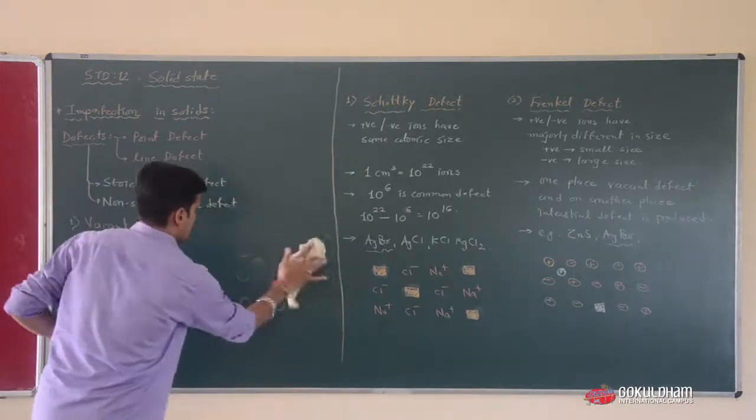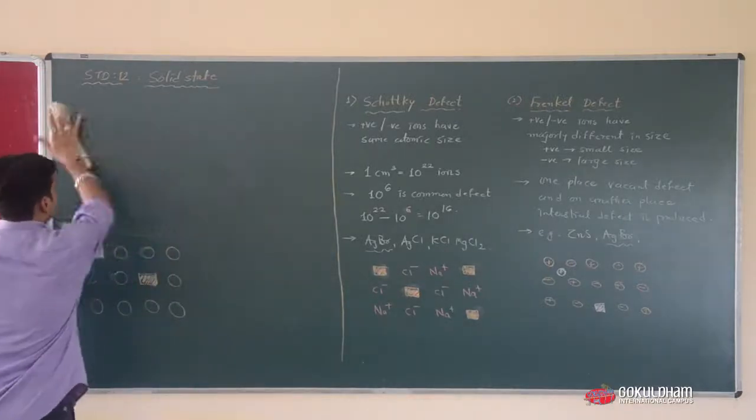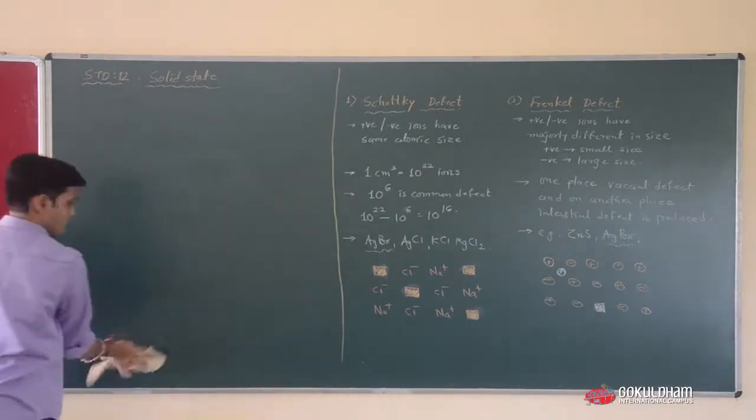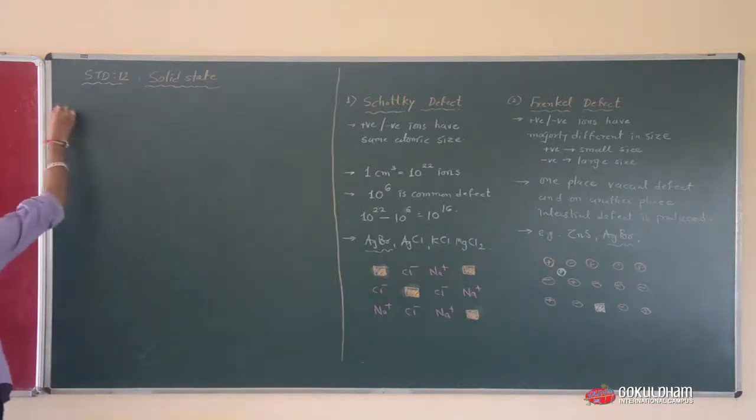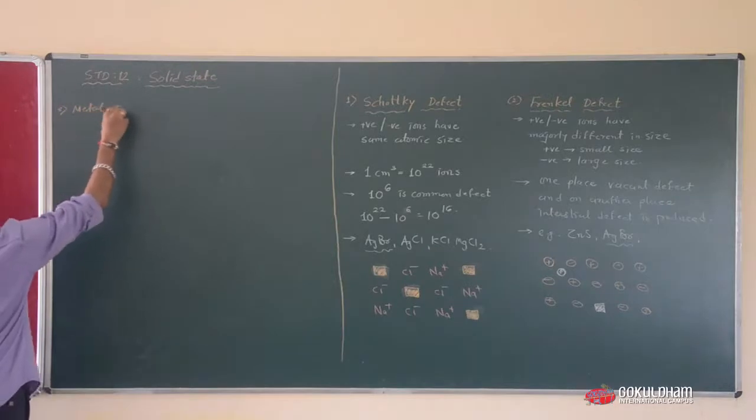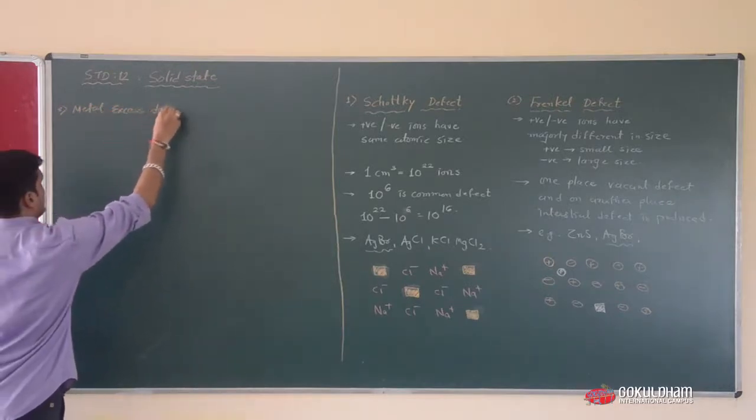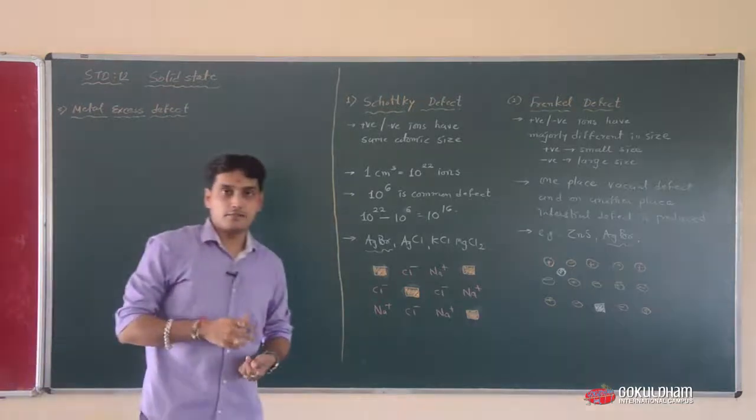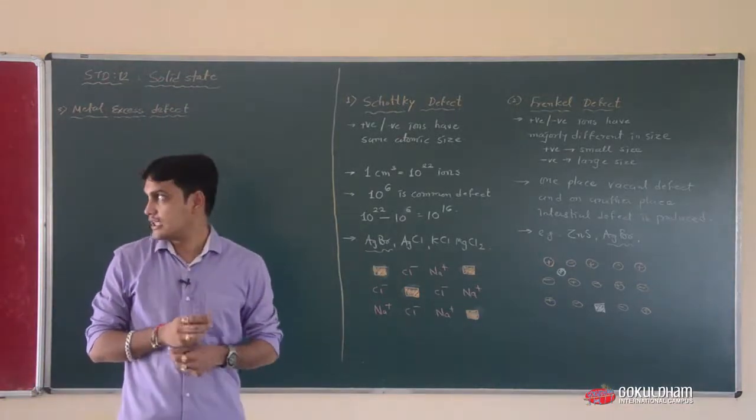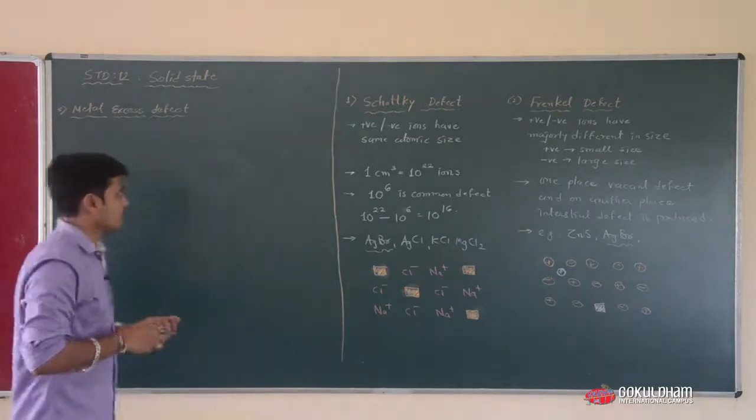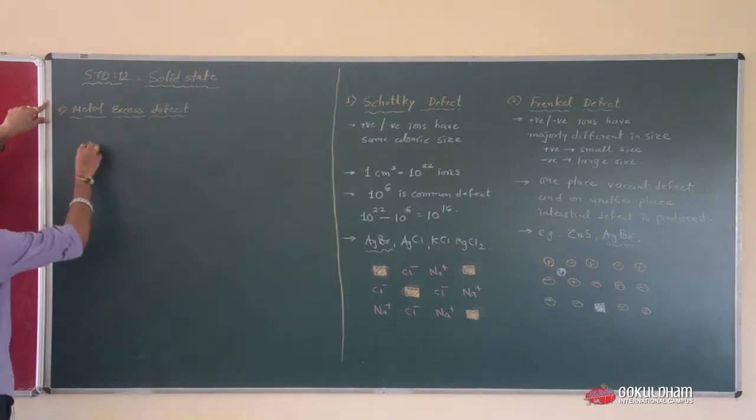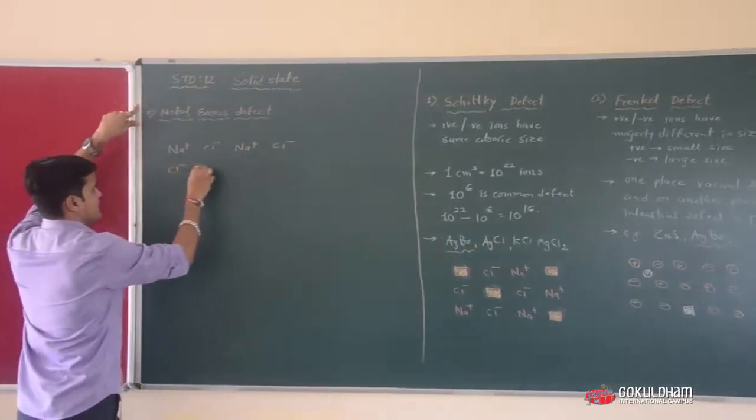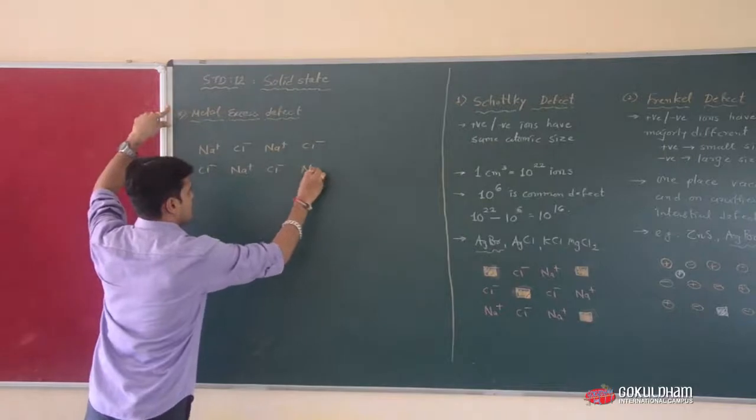In our third type, metal excess defect. Metal excess defect means there is no addition of metal from the outer side in the crystal lattice, but in NaCl solid, the Na+ and Cl- ions are arranged like this.